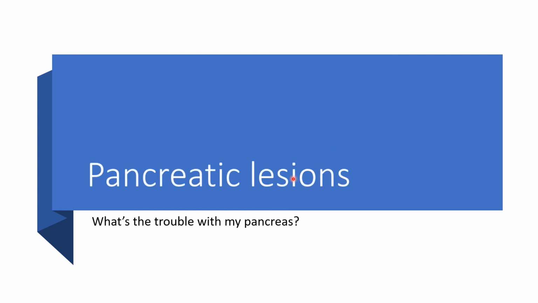Now, pancreatic lesions. What is the trouble with my pancreas? Remember, I said in type 1, by the time a type 1 patient is showing signs and symptoms of type 1 diabetes mellitus like DKA, that may be the first reason why they are presenting, 80% of the pancreas must have been destroyed. And in type 2, they have a good pancreas, but there's insulin resistance.